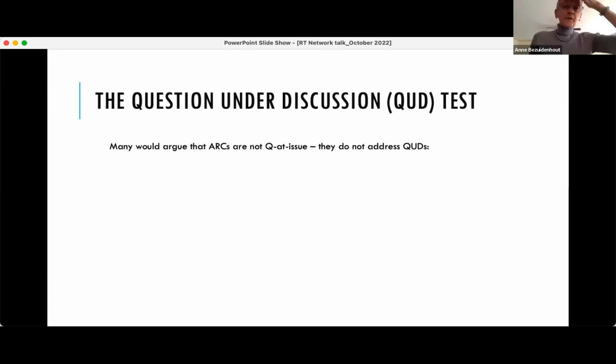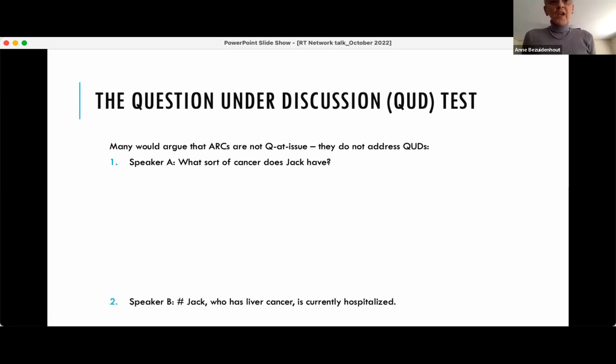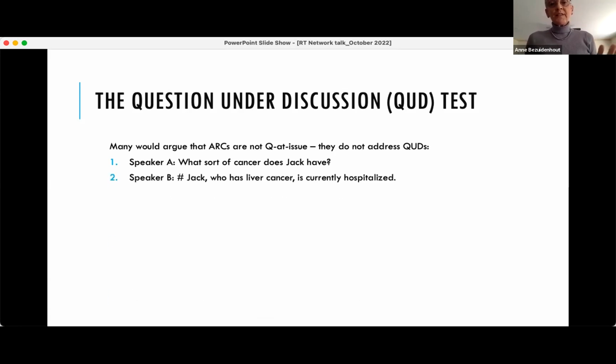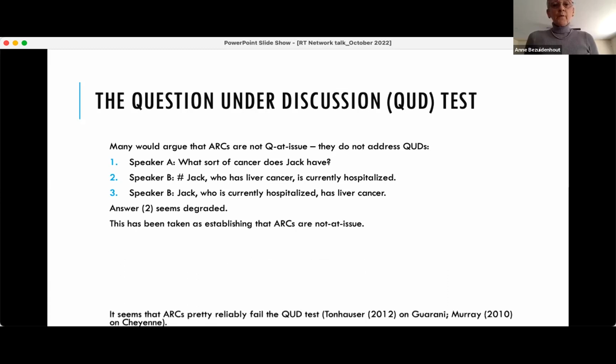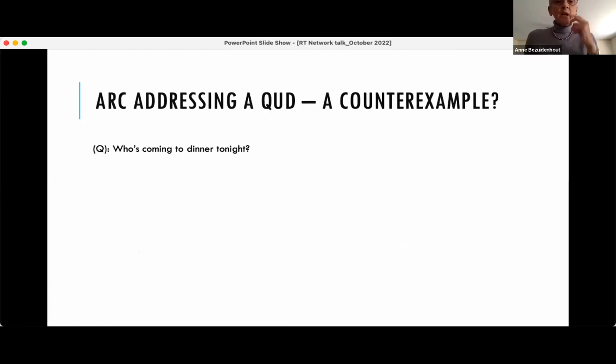So just to mention this question under discussion test. It's another test that people have proposed. Allegedly, arcs can't address the question under discussion. So when you ask, what sort of cancer does Jack have? And you answer, Jack, who has liver cancer, is currently hospitalized, that apparently is degraded. You should answer the question under discussion in the main clause, and the arc should be backgrounded. Of course, there are cases that seem to be counterexamples.